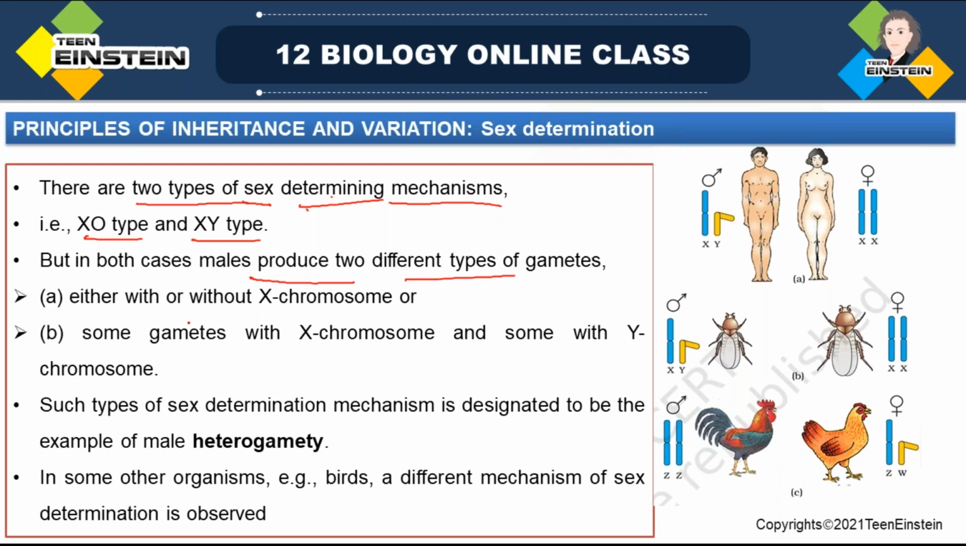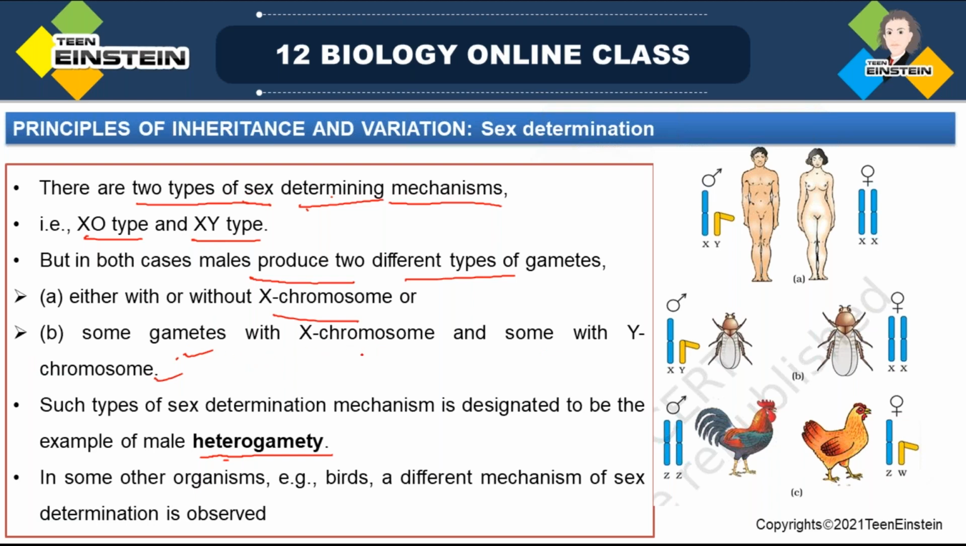Either with or without the X chromosome, or some gametes with the X chromosome and some gametes with the Y chromosome. Such a type of sex determination mechanism is designated as an example of male heterogamety. What is that? Male heterogamety.